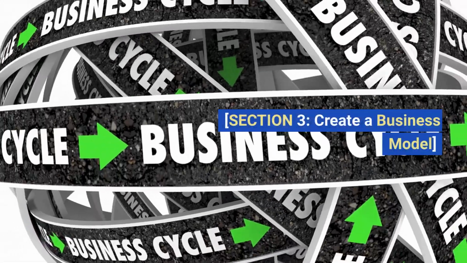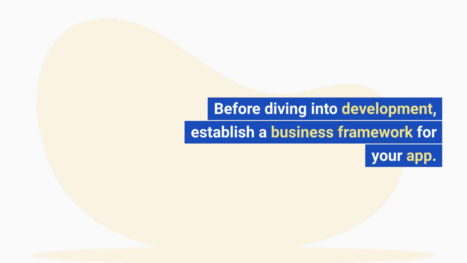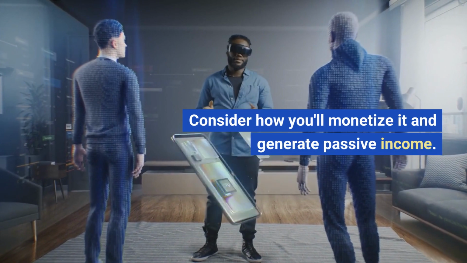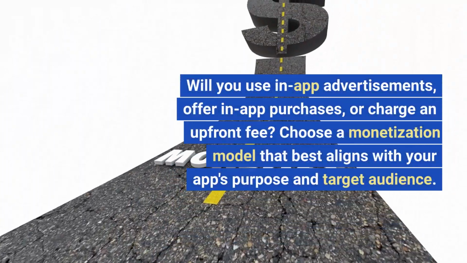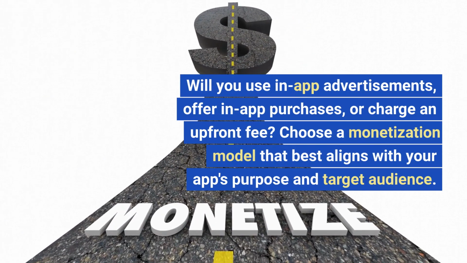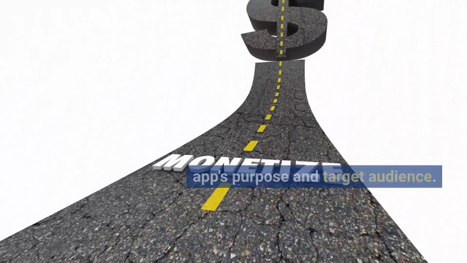Section 3. Create a business model. Before diving into development, establish a business framework for your app. Consider how you'll monetize it and generate passive income. Will you use in-app advertisements, offer in-app purchases, or charge an upfront fee? Choose a monetization model that best aligns with your app's purpose and target audience.